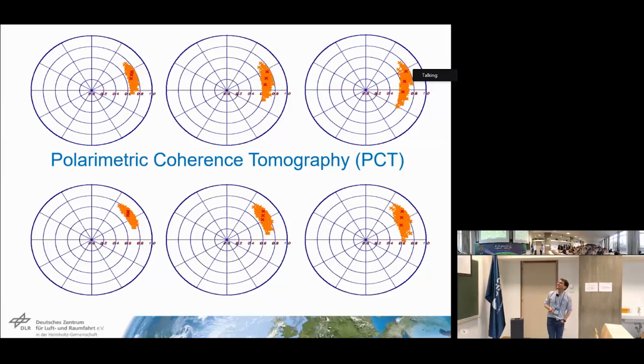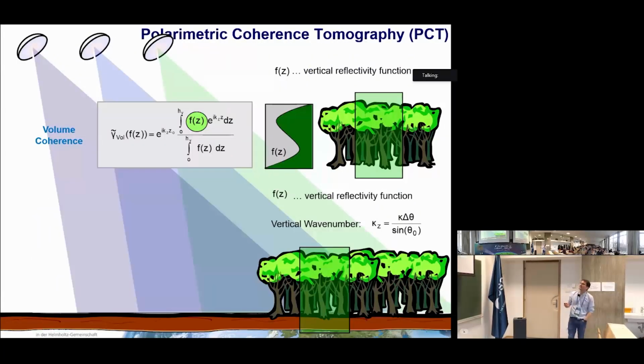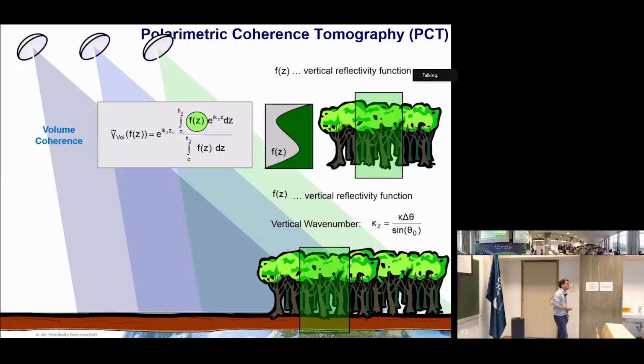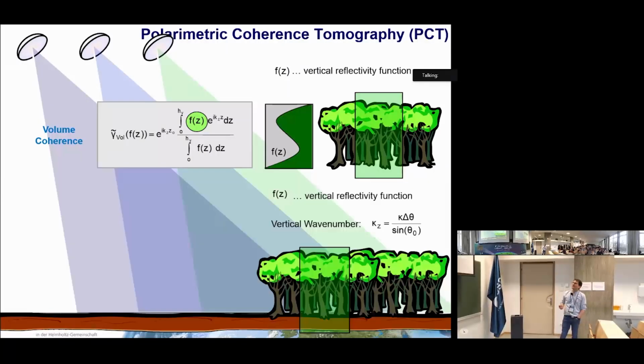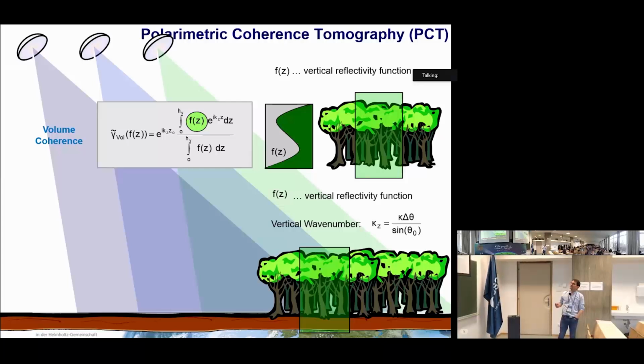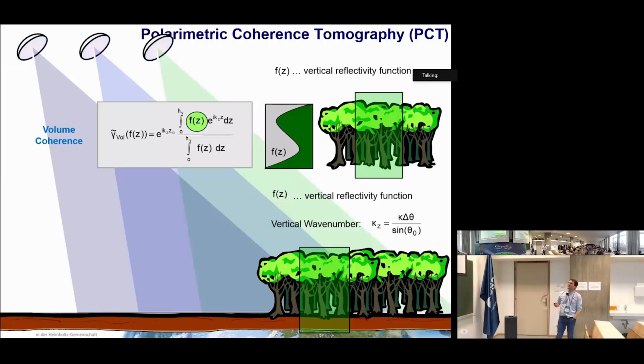Good. Then maybe the last step, let's see how far we can go. Up to now we were trying to reconstruct height. Now we would like to reconstruct the vertical reflectivity function. There was a question before, how do I get the vertical reflectivity function? One way is with tomography. You spend time and system resources to get many acquisitions, and with the many acquisitions you basically sample this coherence for different wavenumbers. Then you have many samples, you invert this Fourier transform. And there you get your reflectivity function.